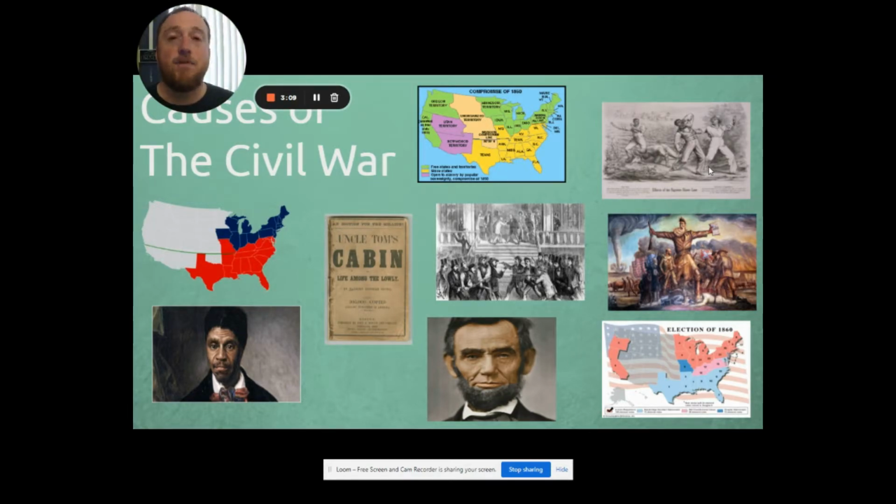And so this idea of popular sovereignty pops up again. We talk about the principles of the Constitution, letting the people decide whether or not things are going to happen in that territory that we have. So this idea of popular sovereignty becomes a big sticking point for a lot of things. We see a lot of bloodshed happening in this part of the events leading up to the Civil War, and we'll go from there.